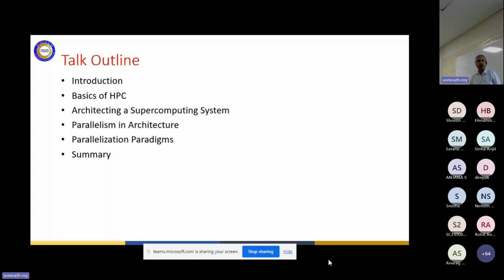So I will begin with an introduction. Then we will talk about the basics of HPC, and then we will see the supercomputer. What are the components in a supercomputer? And this will help you in understanding what we have in the Param Shakti. And then we will see how parallelism, which is the basic thing that HPC needs, is handled in architecture and how it is done in the software, and then we will end with the summary.